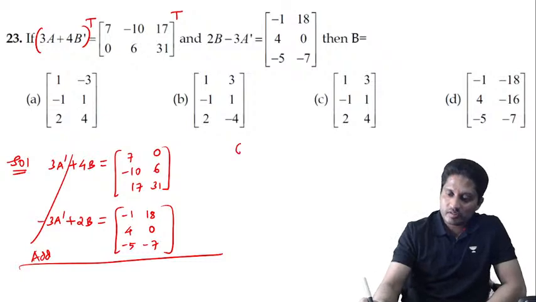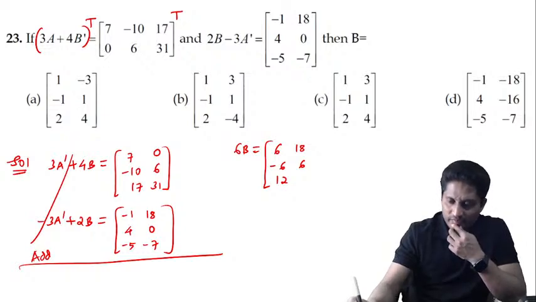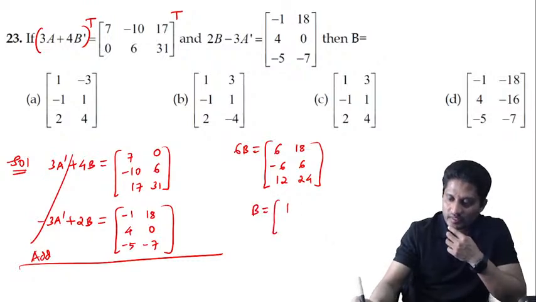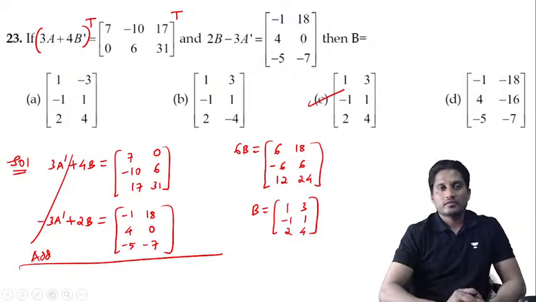4B plus 2B is equal to 6B is equal to matrix. Add this, you get 6. This is 18. And then minus 6 plus 6 plus 12. Then plus 27, right? 24. Divide, now matrix B is equal to 1, 3, minus 1, plus 1, 2, 4. Answer is option C. Yes, answer option C only.